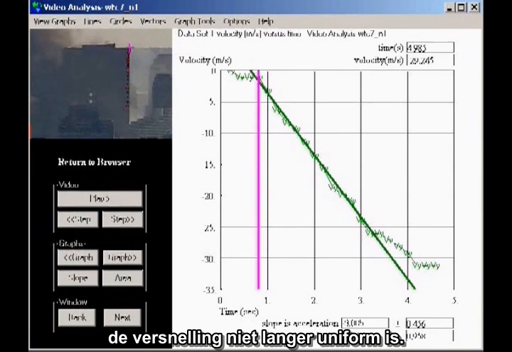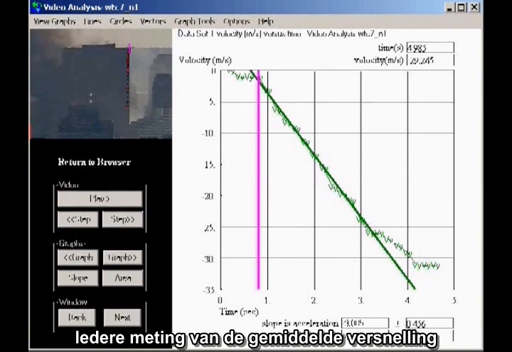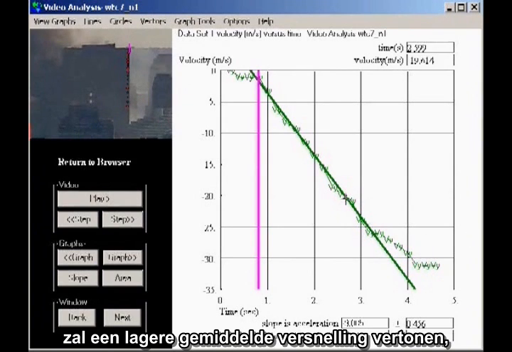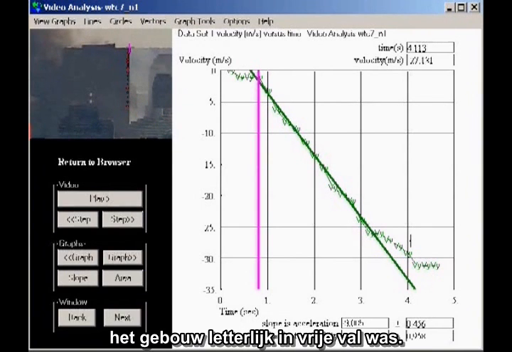Notice that a little after the 3-second mark on our graph, about 2.5 seconds after the building drops, the acceleration ceases to be uniform. This indicates that the falling building is starting to encounter more resistance. Any measurement of the average acceleration that continues for more than the first 2.5 seconds of fall will show a lower average acceleration, masking the fact that for a significant 2.5 seconds, the building was in literal freefall.